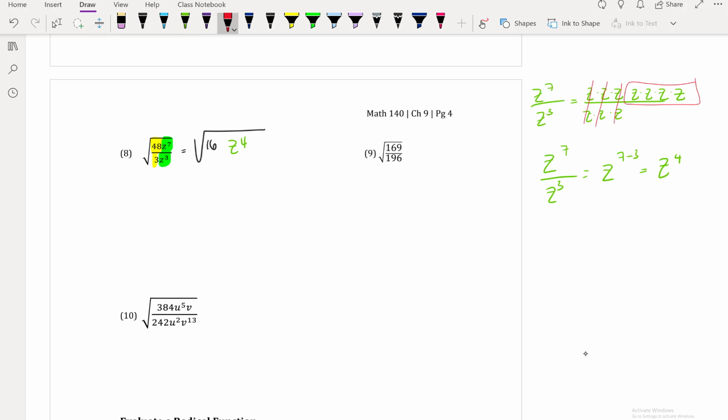And don't forget, we have the index of 2. So what is the square root of 16? Well, the square root of 16 is 4. And I have z to the 4. So what is this power being divided by this index? Well, 4 divided by 2 gives me 2. So my answer here is 4z squared. Okay.